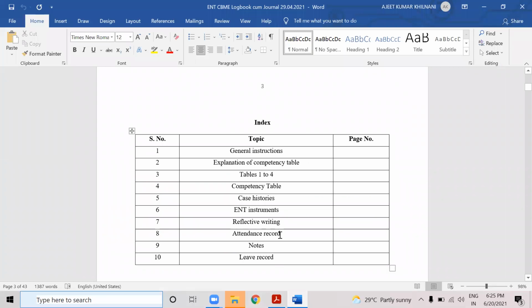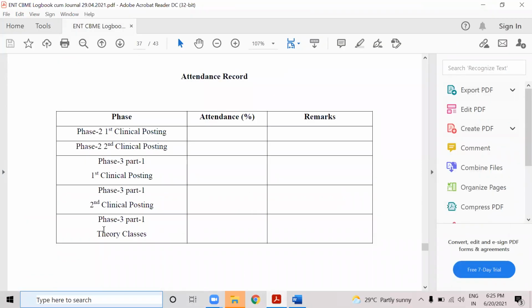Then attendance record. Now in the certificate also we saw the attendance record, but that was a combined attendance of all the 2 phases, phase 2 and phase 3 part 1. Here I have kept a page in which the attendance of individual phase is kept. So phase 2, first clinical posting, what is the percent of attendance he was present, because if the percentage is less, then the student will know that okay, I have less percentage here, but I need to get cumulative of 75 here, so I should attend more. So this will be like a check to the student to improve his own attendance.